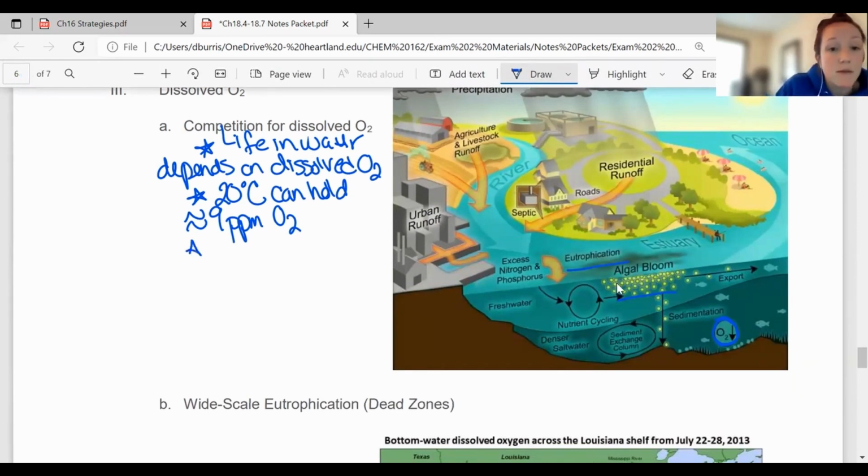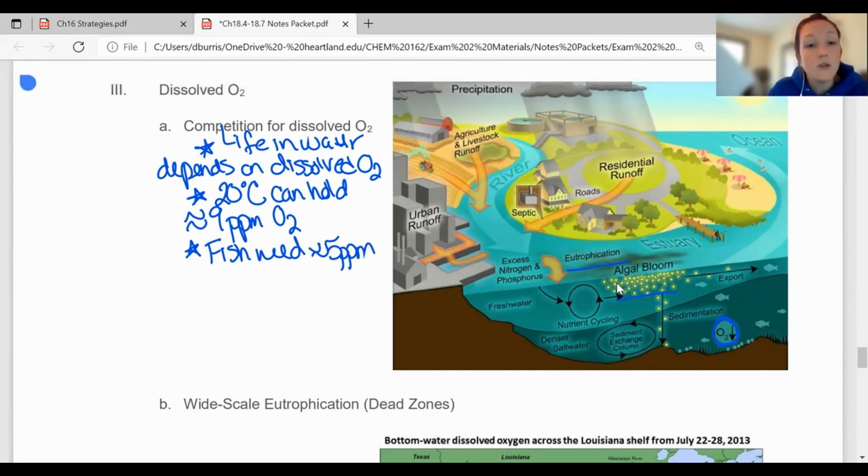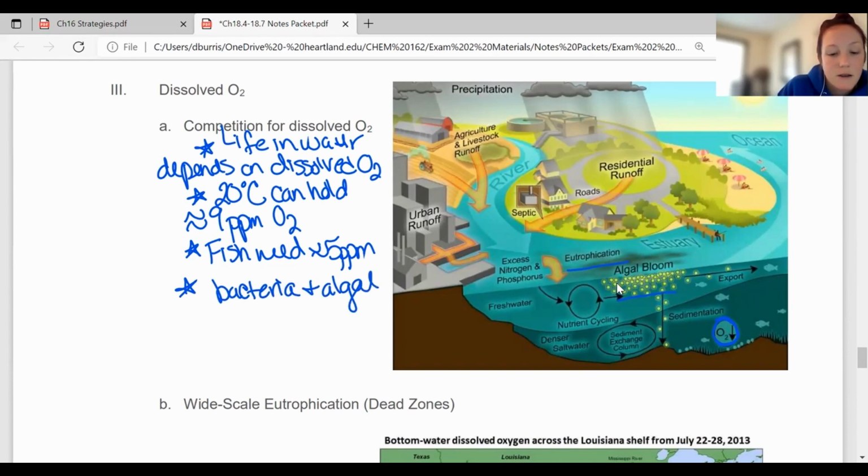Fish need about 5 parts per million. As the temperature of the ocean increases, that also causes oxygen not to be as dissolved, which can cause fish to die. But they do need about 5 parts per million. Now, the fish kind of battle it out with algae and bacteria who also need oxygen. And that's where we can have some issues occur. So bacteria and algae also compete for O2.